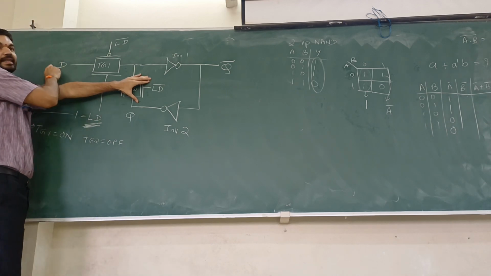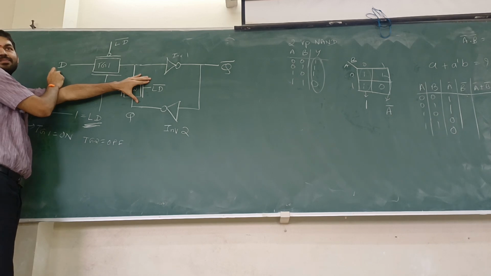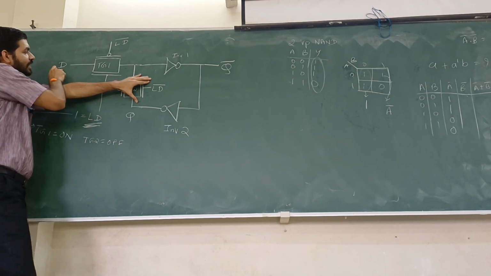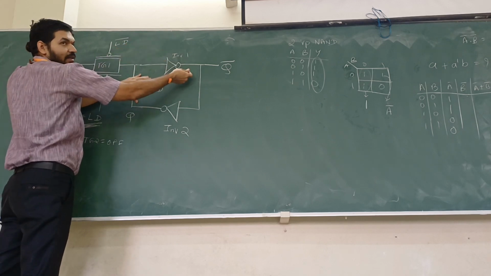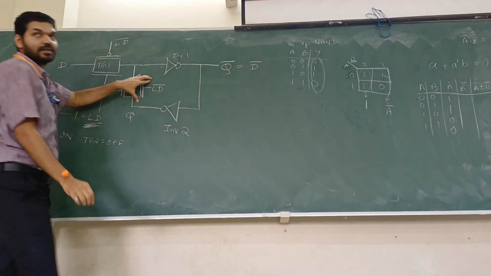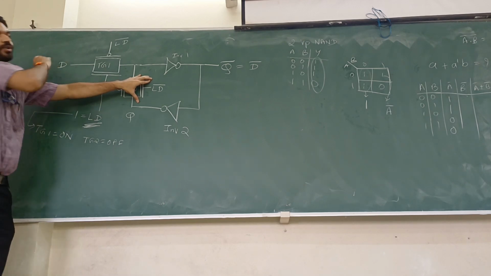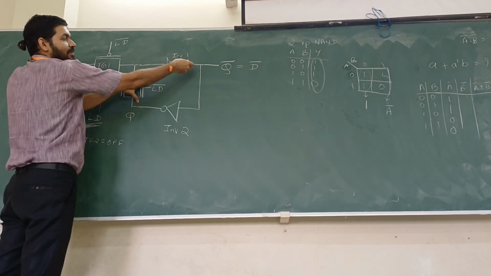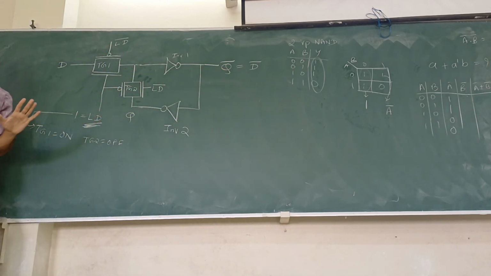So whatever signal I give to the D flip flop, it is data flip flop, that signal will pass through TG and it will pass through the inverter. So it becomes D bar. If I give D and pass it through the inverter, what happens? It becomes D bar.